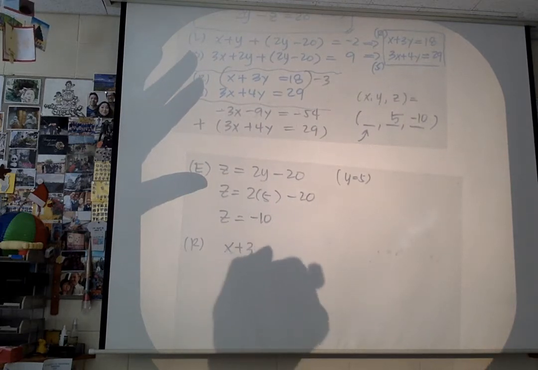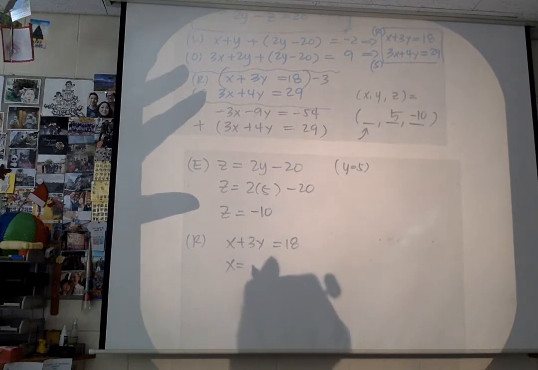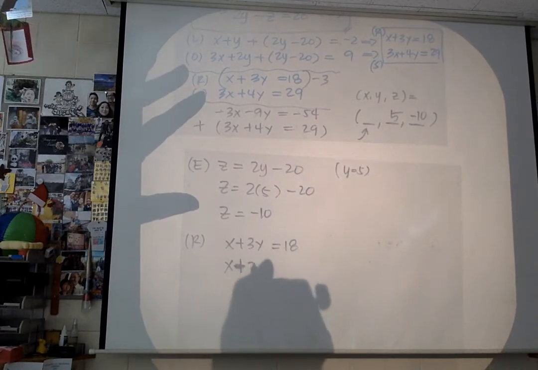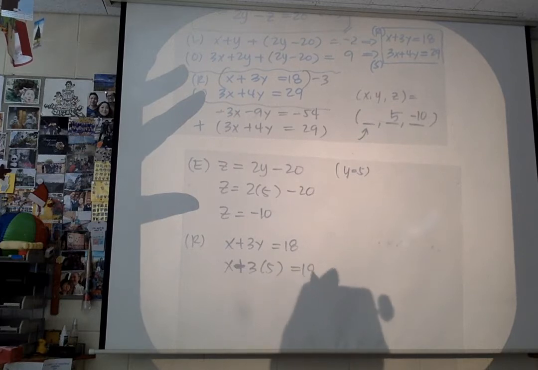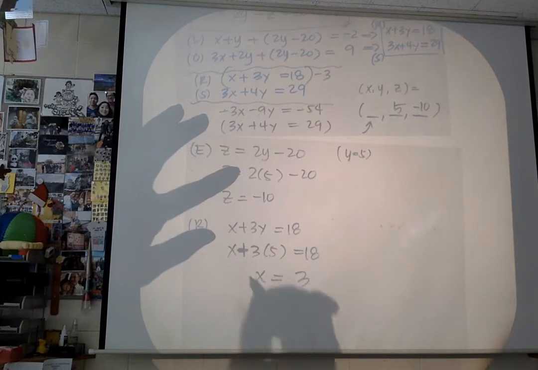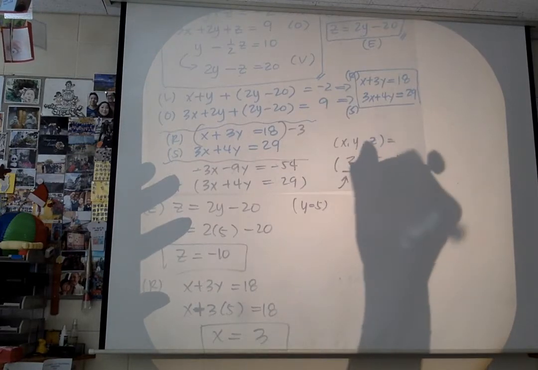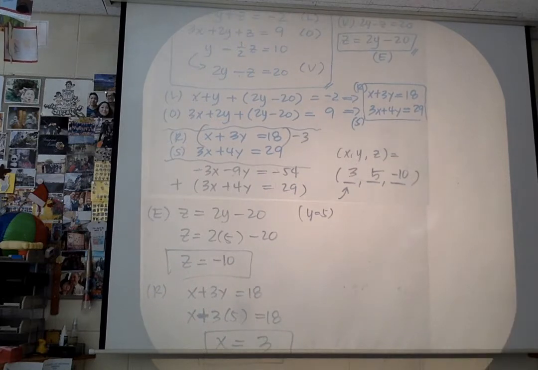r was x plus 3y is equal to 18. Well, y is 5. So let's go x plus 3 times 5 equals 18. That makes x equal 3. And so we have x is 3, y is 5, z is negative 10. Seems like that's the answer. Go ahead and try it, you guys.